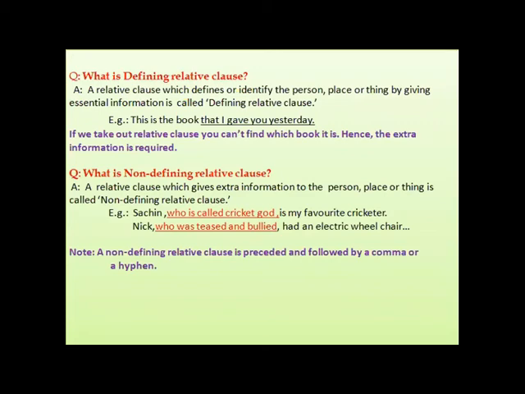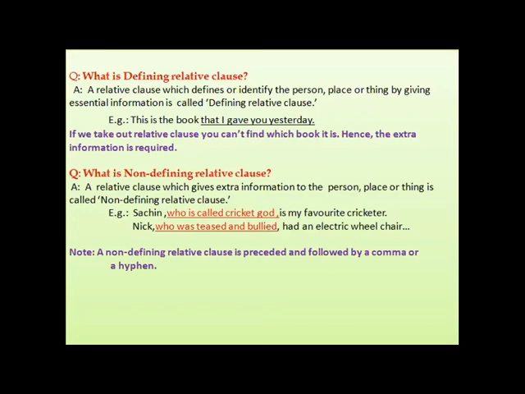My dear children, while you're in the exam, you may be in tension, so at that time you may forget everything. But to remember this, it is very simple. What is defining, what is non-defining? Non-defining means the relative clause is kept in commas. And defining means it won't be preceded or followed by any comma or hyphen. Remember this.